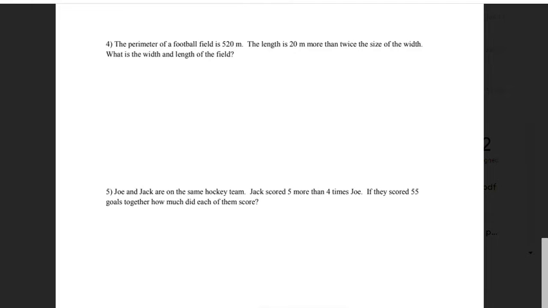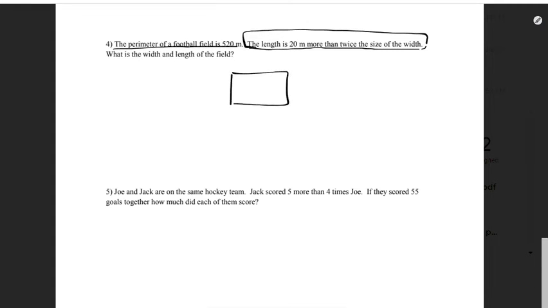So a typical one says the perimeter of a football field is 520. The length is 20 meters more than twice the size of the width. There's a big clue. And then what is the width and length of the field? So the very first thing that I do right away is I draw a quick picture. There's my football field.